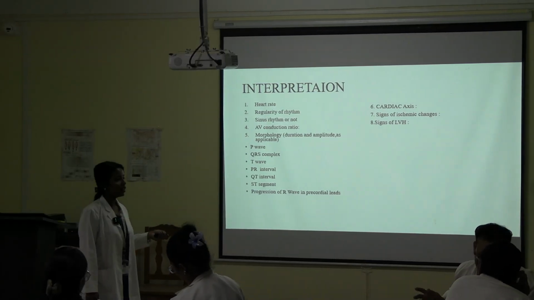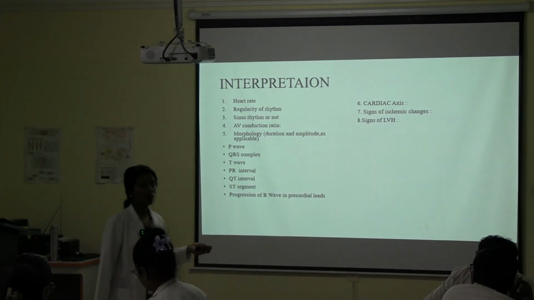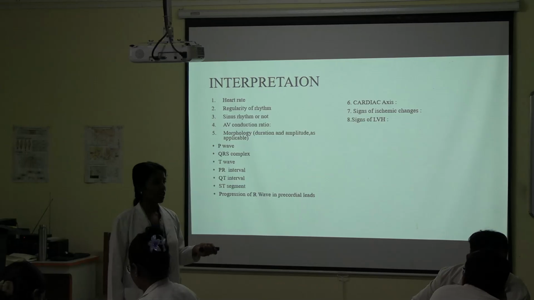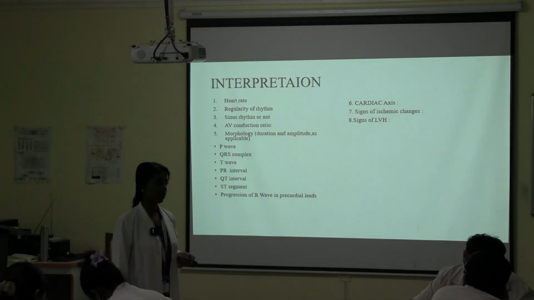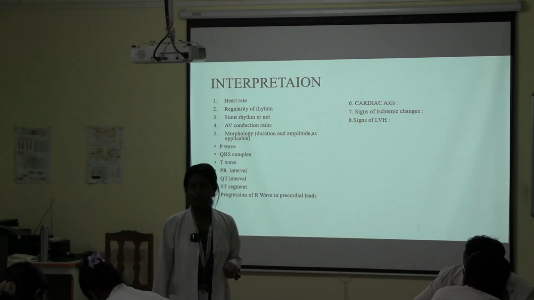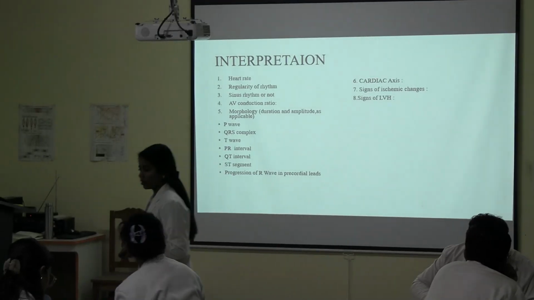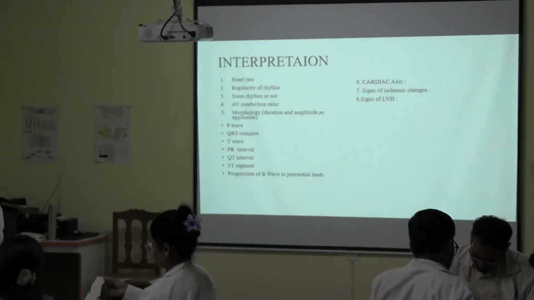Okay, then signs of ischemic changes. Here you have to see the ST segment. ST segment, is there any elevation? In your case, the ST segment.